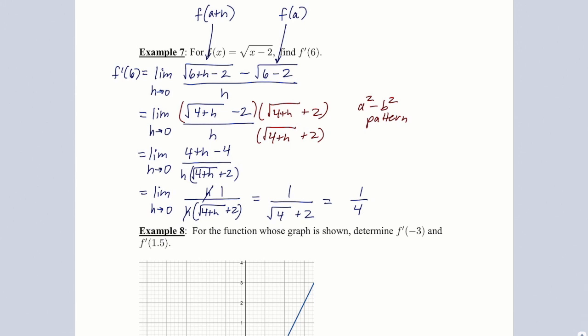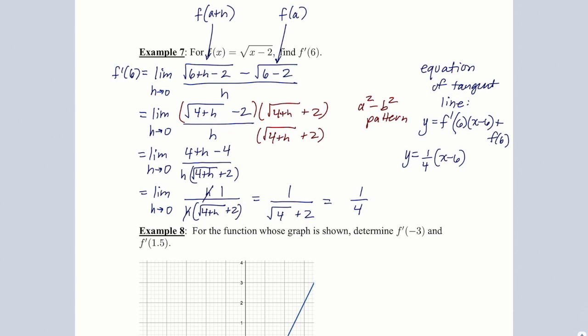So again, let's take a look at the equation of the tangent line. I'll use y equals the slope. So instead of writing m tangent, I'm going to write the derivative at 6. It is 1/4, but it's the derivative at 6 times x minus 6 plus f of 6. So filling in our specific values, we'll have 1/4 for the derivative value times x minus 6, and f of 6 was 2.